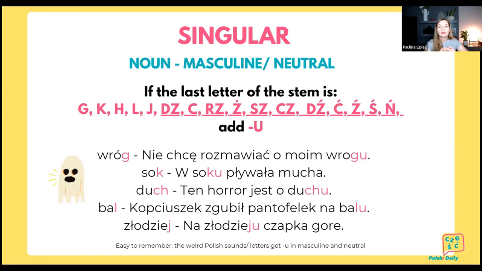So if your last letter of the stem is one of these, you add u at the end. And the good information is there's no alternation. You don't have to replace one letter with another like we did with t, d, r, ł. You just simply add u. And sometimes, like in my first example, you will have to stretch u and replace it with o. That's a very general rule. So the first example is wróg, enemy. Nie chcę rozmawiać o moim wrogu. I don't want to talk about my enemy.